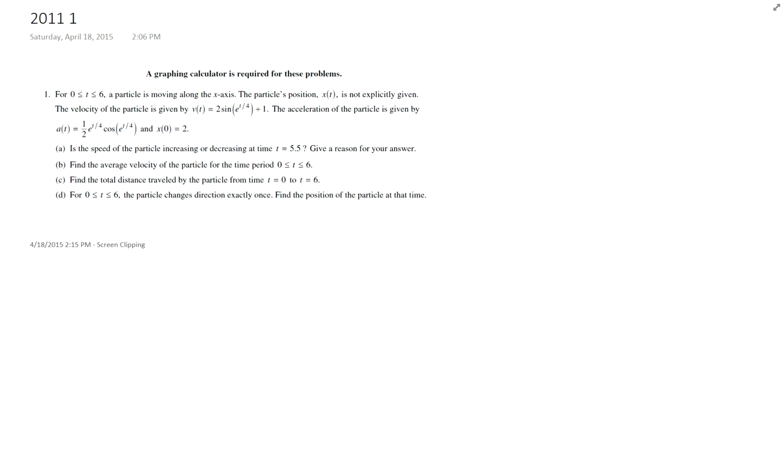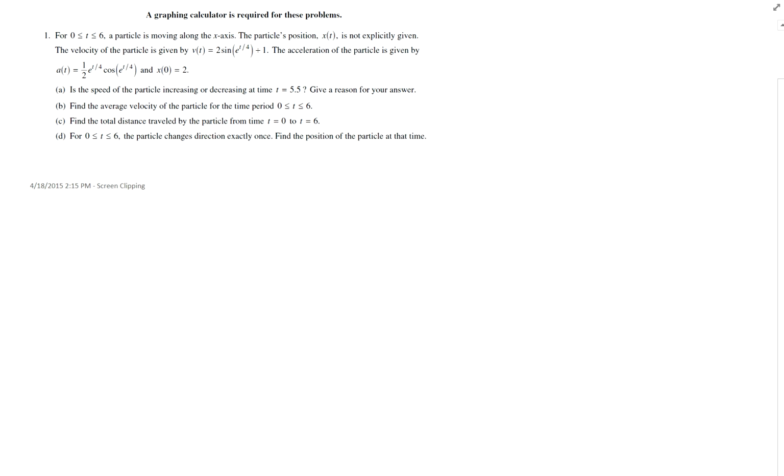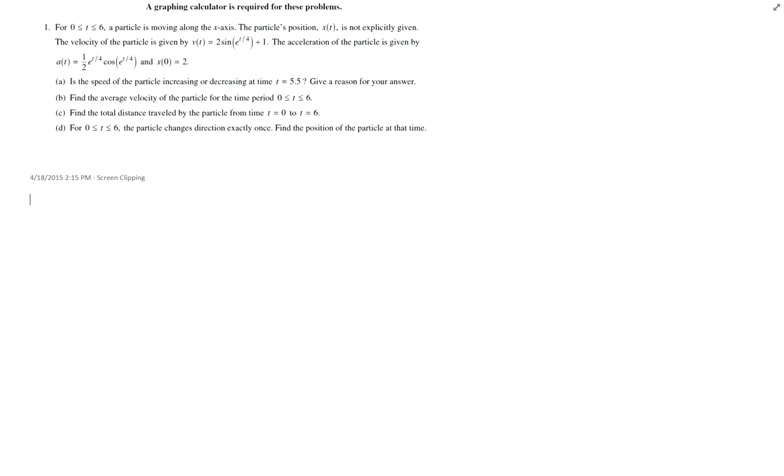Alright, 2011 number 1. Here we go. Get a graphing calculator on this one. For t equals 0 to 6, a particle is moving along the x-axis. We don't know its position, but we know its velocity is given by this lovely equation. Acceleration is that even nicer equation. And x of 0 is 2. Keep that in mind.